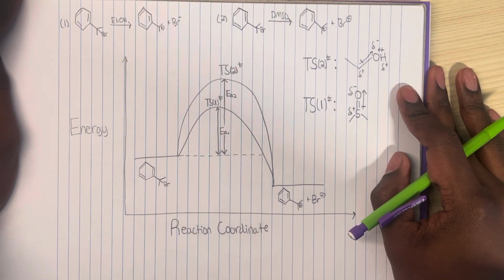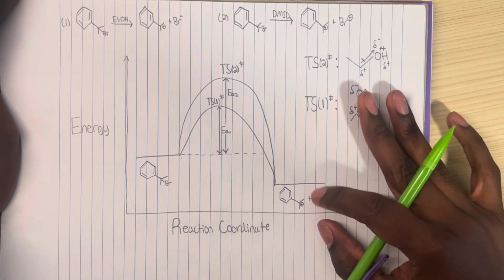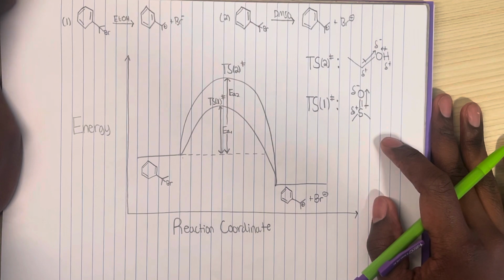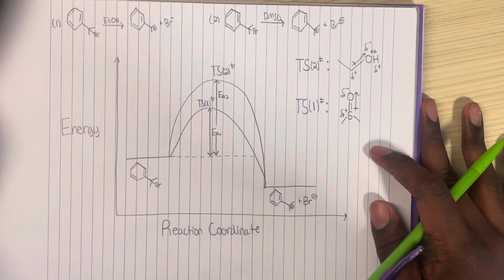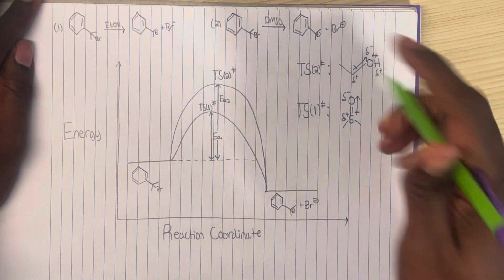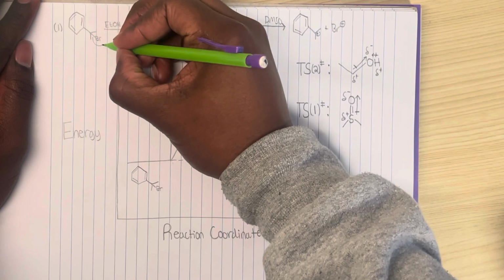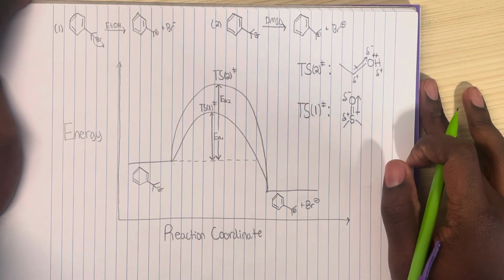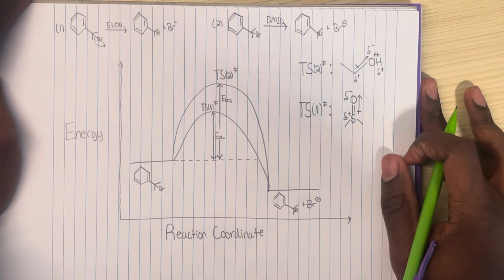Now, according to Hammond's postulate, the transition state would most resemble the products because they're lower in energy thermodynamically than the reactants. And lastly, the bromine would just leave as a leaving group. Here's kind of the mechanism for that. It would just take the two electrons from the bond and leave, and it would be a strong leaving group because it's a halogen.